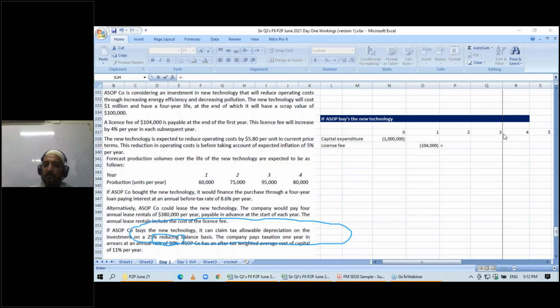So let me show you the key points. The cost of the asset is 1 million. Scrap value is 100,000. License fee is 104,000 and it will increase by 4%. And the first 104,000 is payable at the end of the first year. So from second year, the prices of license will increase.